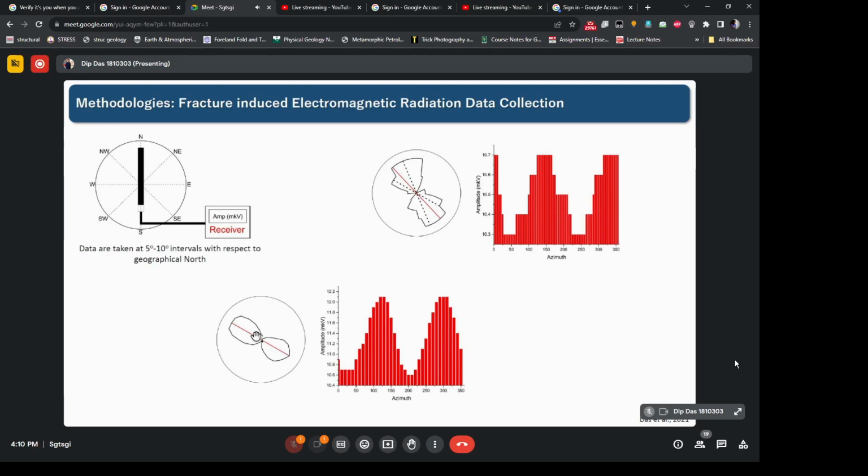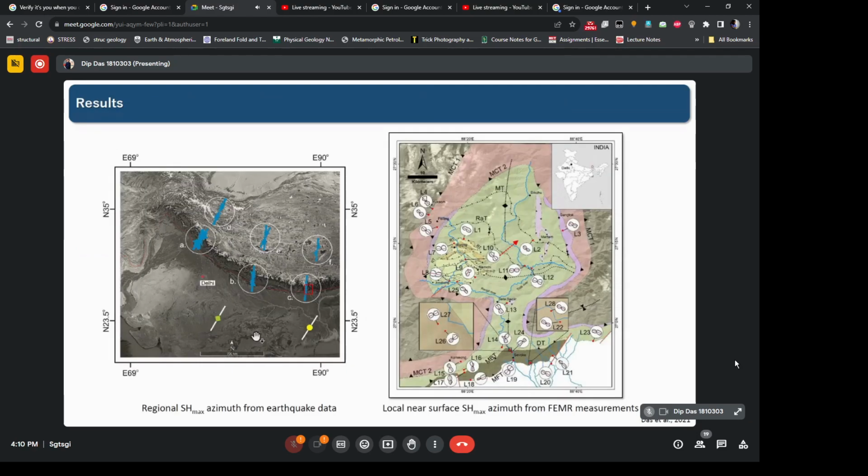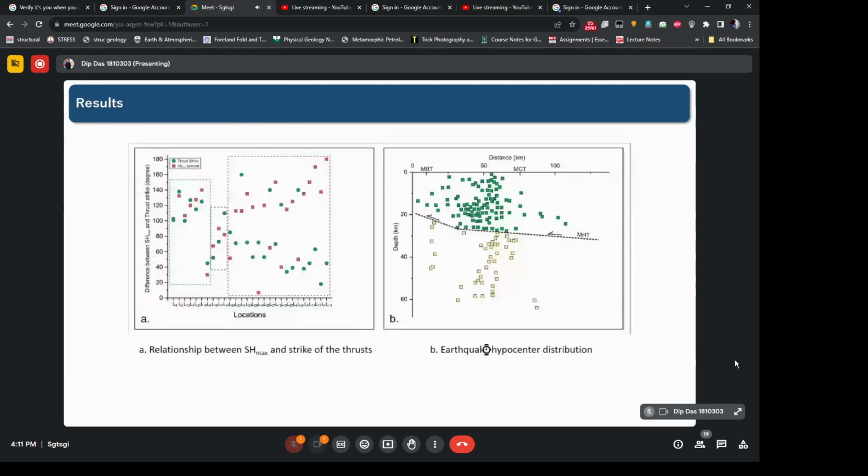the SHmax orientation. Now based on that, what we can see in the left hand side diagram is that the regional stress is more or less arc perpendicular throughout the Himalayan mountain belt, and in my study area it is around north 7 degree. But if you take a closer look, we see that the stresses have reoriented themselves at several places. Some places it is perpendicular to the fault plane, and at some places it is parallel to the fault plane. This can be further seen in this diagram here.